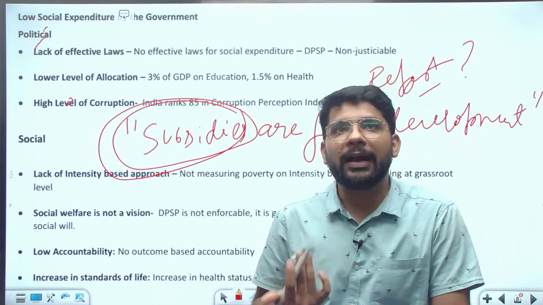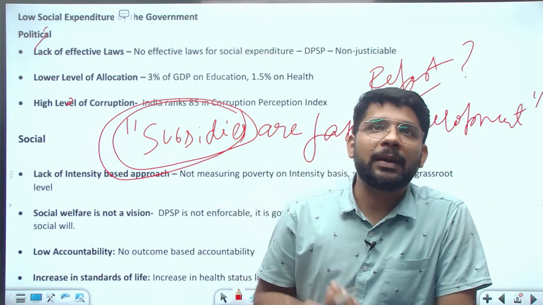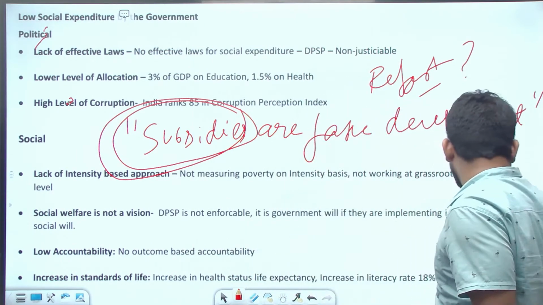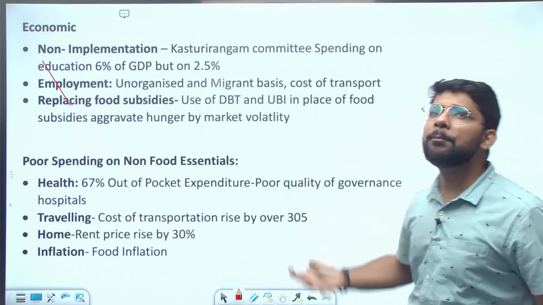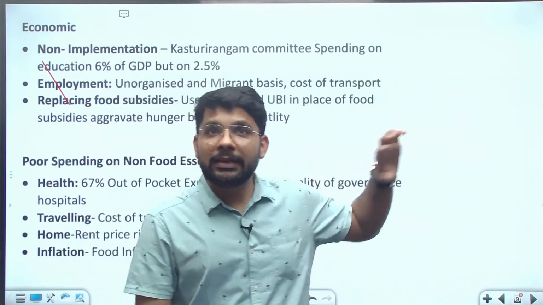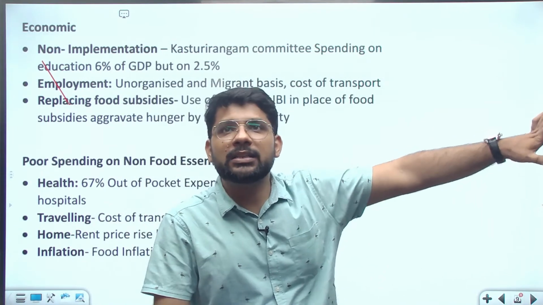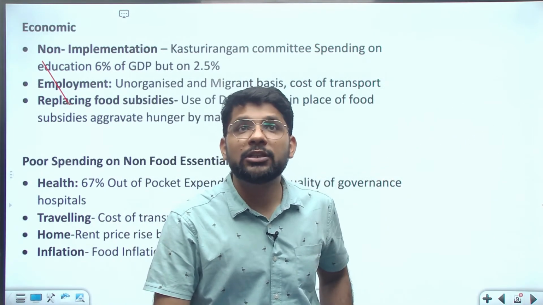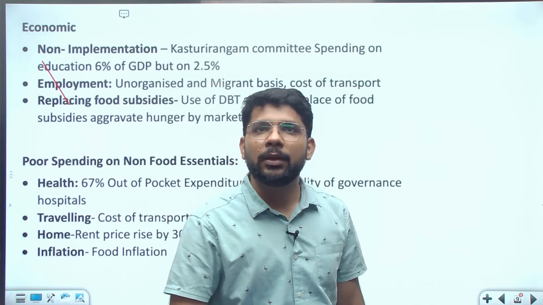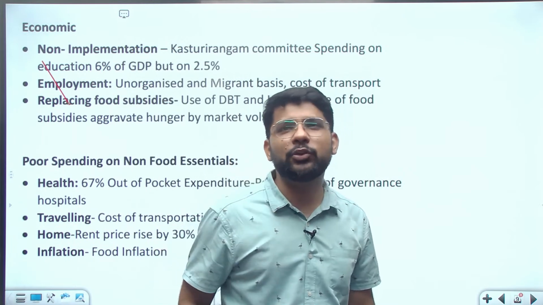This is a social factor, which is the low social expenditure by the government. Now come to the economic factors. Non-implementation of policy, like we already discussed about the Kasturirangan committee. Spending on education was suggested at 6% of GDP, but the government is till now spending only 2.5%.